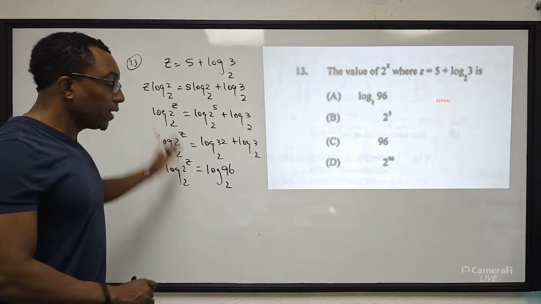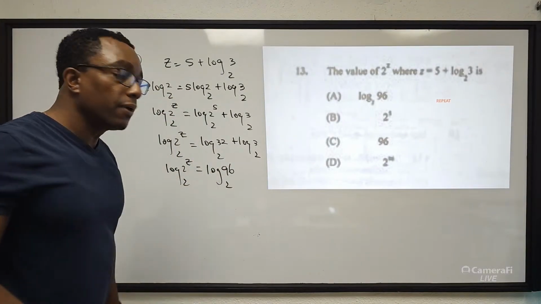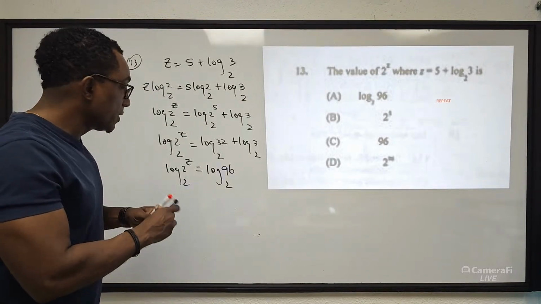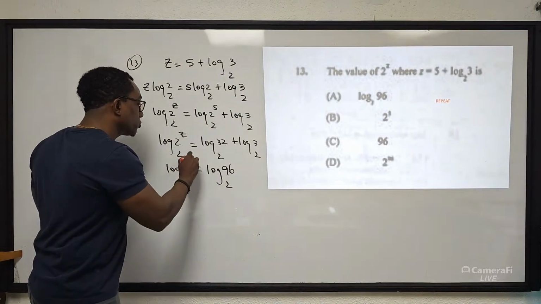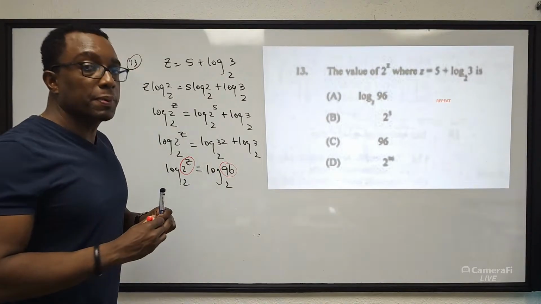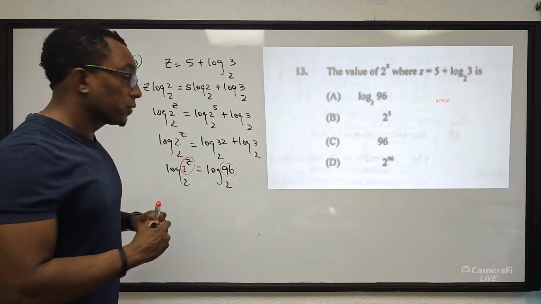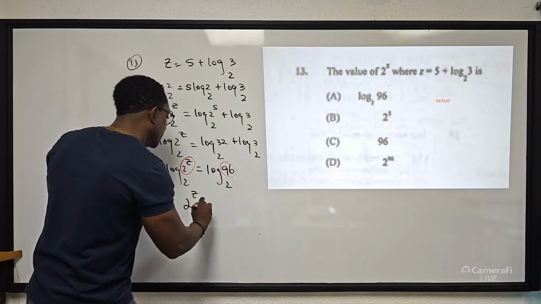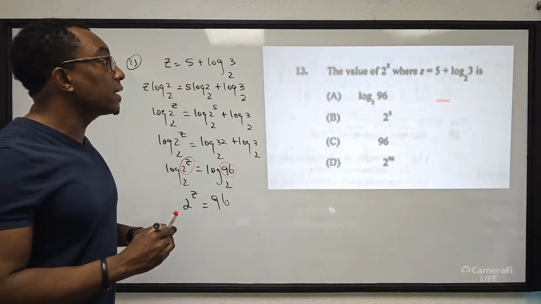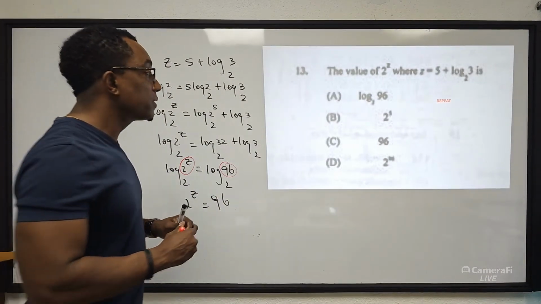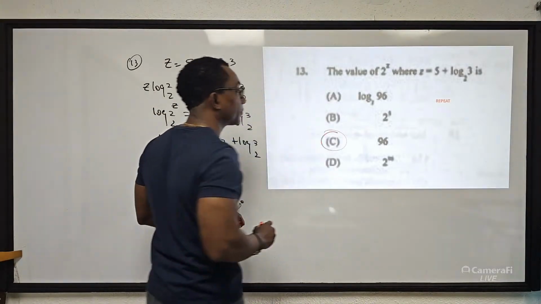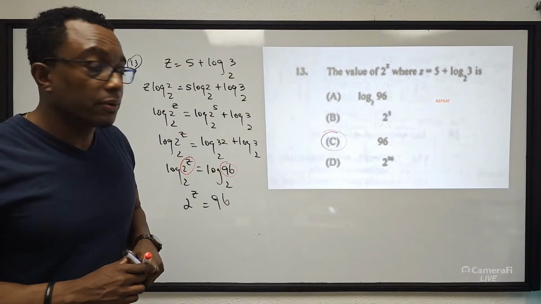So now that you have one log function on the left and one log function on the right, what you can do is simply equate the arguments. For these two arguments, just put them together and drop the log 2. So you're going to get 2 to the power of z is equal to 96. So when they ask the value of 2 to the power of z, it's simply C, which is 96. Remember, that's a repeat. Okay?